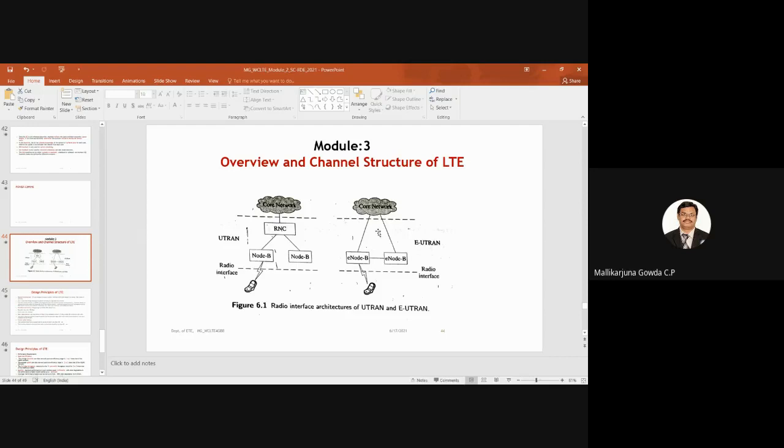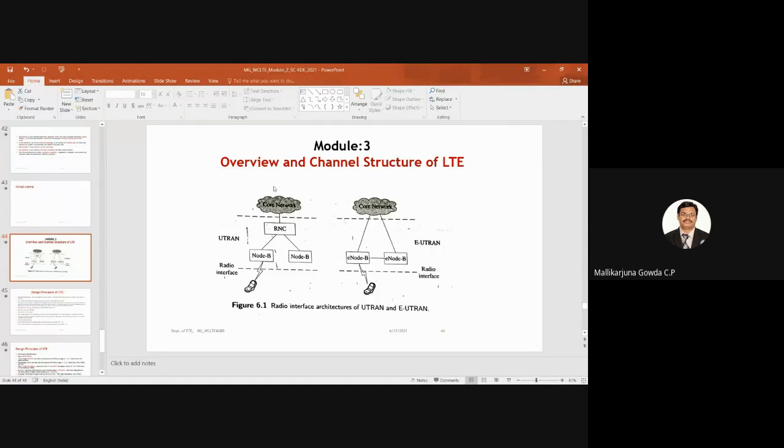So when the number of network elements is reduced, what happens? The latency will become less. Here, the information has to pass through different nodes. When the number of nodes is more, then at each node it takes time to process it. That has been removed by clubbing the functionality of the RNC into the node B, and that is why it is called E node B. So with that, it is possible to achieve low latency in the case of LTE.